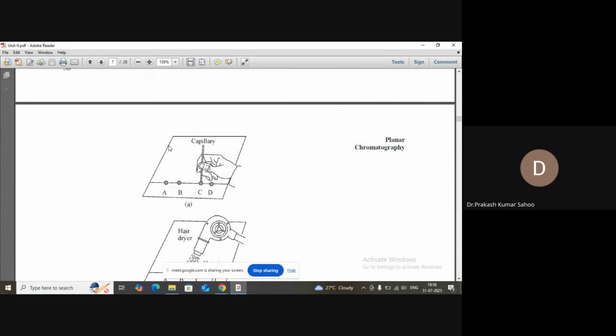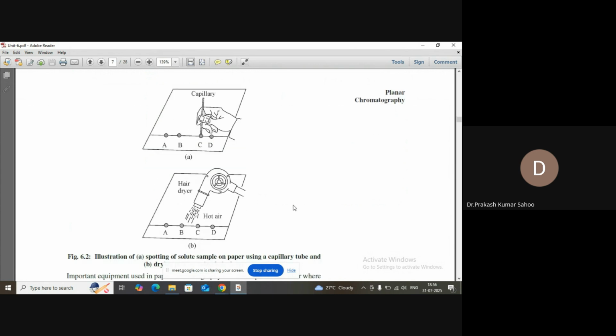So this is 4 to 5 centimeter. This is 35 to 40 centimeter. And after 2 to 3 centimeter, draw a line which is known as the reference line, and put different samples on the reference point, and with the help of a dryer just dry it.